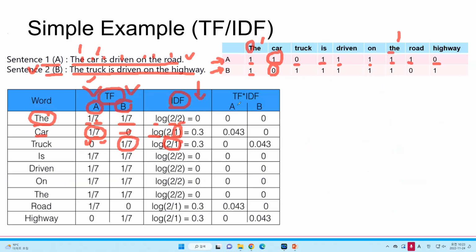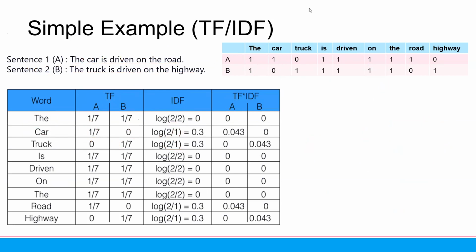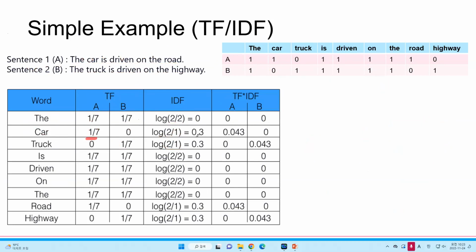So the result will be: for A, 1 divided by 7 multiplied by 0, so it is 0. This is 1 divided by 7 multiplied by 0, it is 0. In this case, 1 divided by 7 multiplied by 0.3, then the result is 0.042. And 0 multiplied by 0.3 is 0. So this is the result of the TF-IDF.